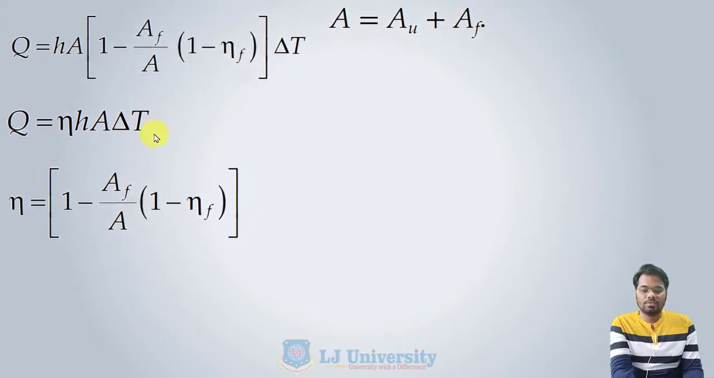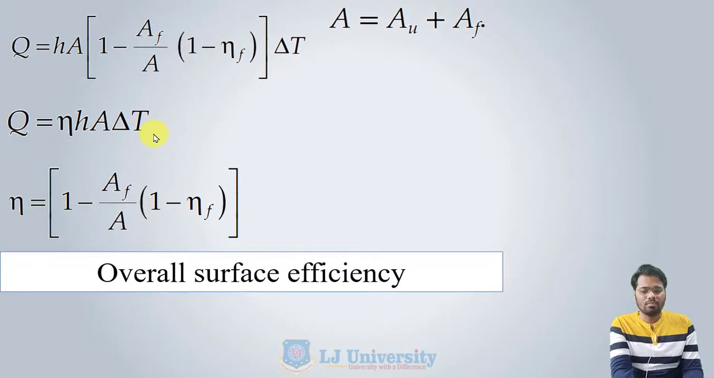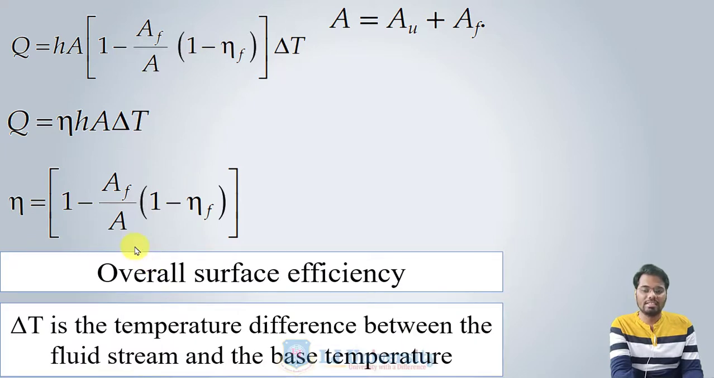So these are the equations which we have created, and this is known as the overall surface efficiency, and the delta T is the temperature difference between the fluid stream and the base temperature. This delta T is the temperature difference between the base temperature, that is TW2, and the fluid stream, that is TC.